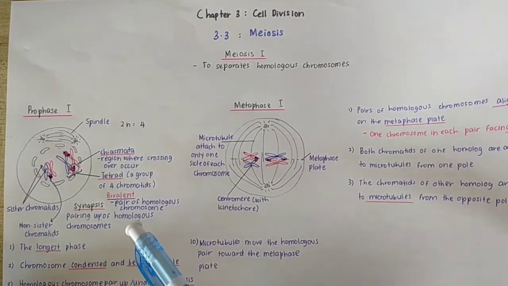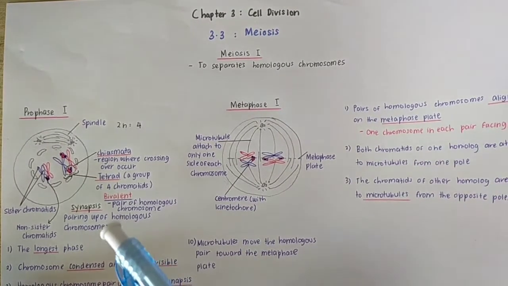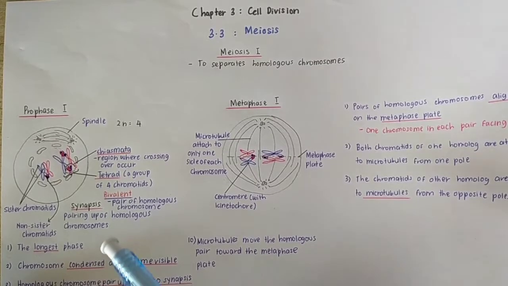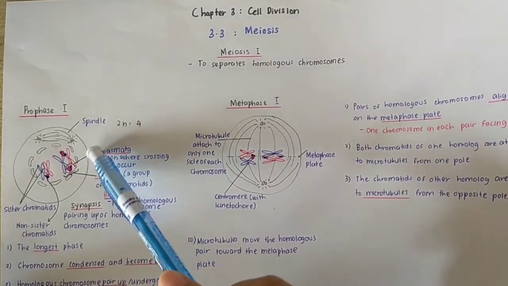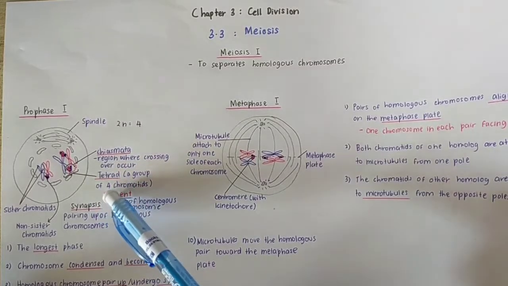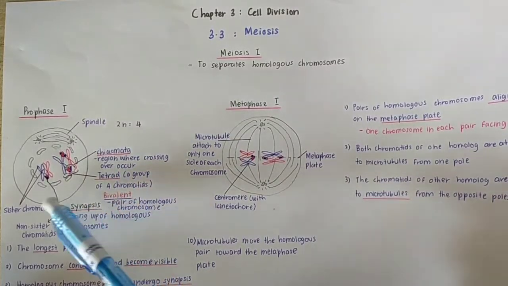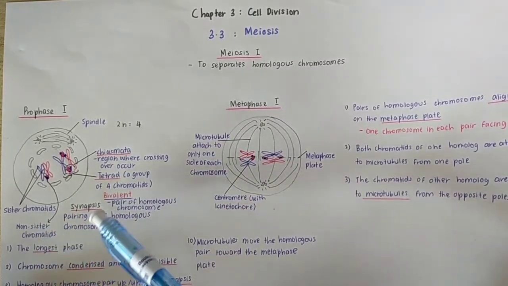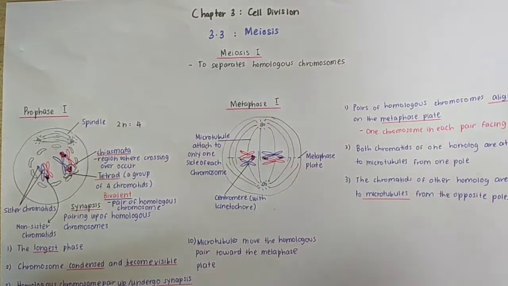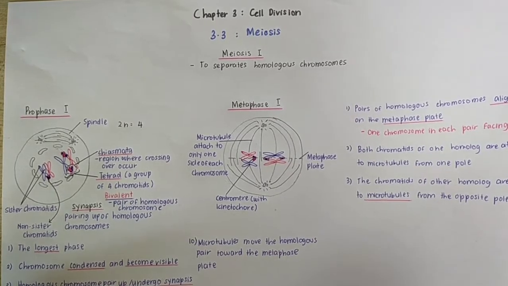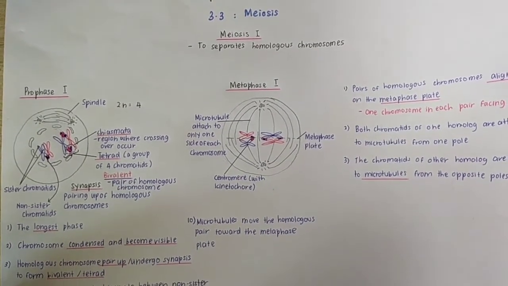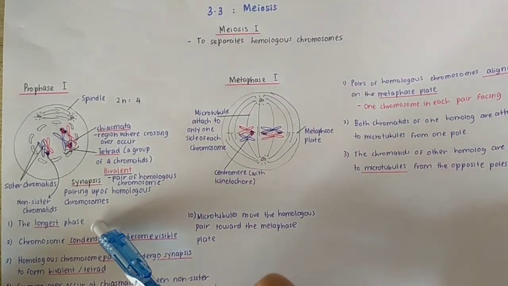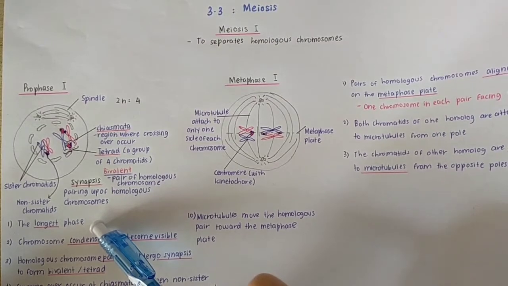So how to explain the process of Prophase One? Actually there are so many terms that you have to remember during Prophase One. One of them is chiasmata or chiasma, and then tetrad, bivalent, synapsis, and you have to differentiate between sister chromatids and non-sister chromatids. Actually all of this I already explained in the previous video. So we look one by one. What happened during Prophase One? Prophase One is the longest phase in Meiosis One.